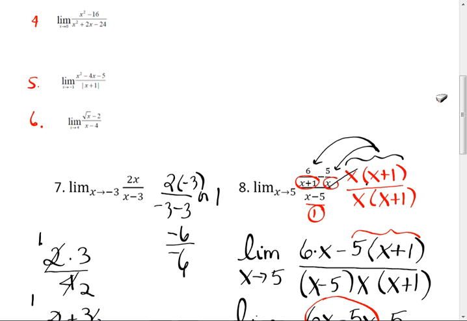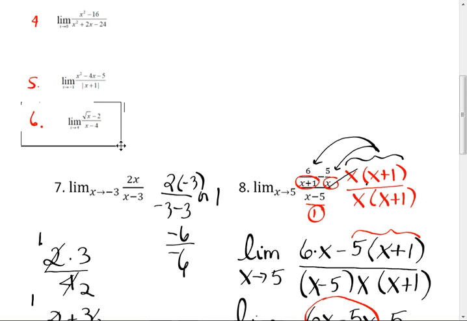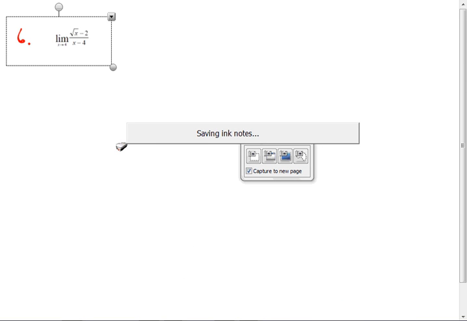So let's do number 6. I'm going to do it on a new sheet, though, because it's too hard to see. Sometimes it doesn't work very well. And there it is.